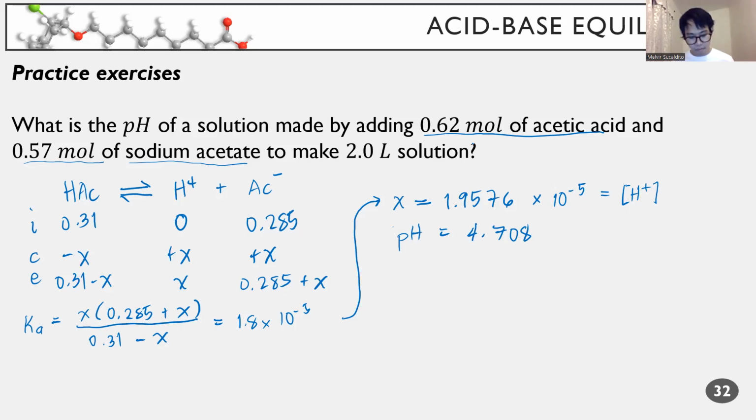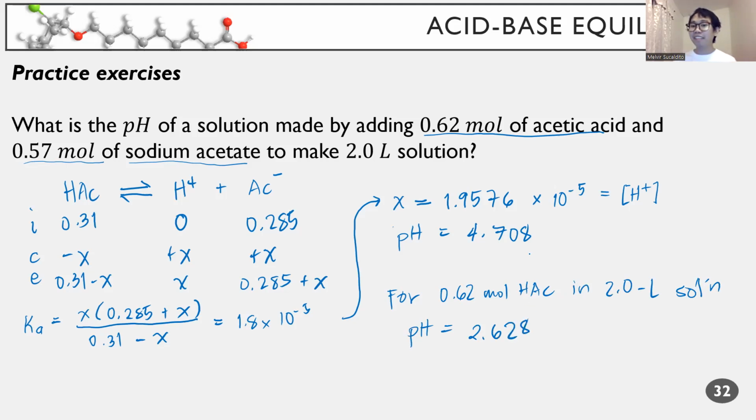Negative log, 2.628. It is a larger difference, right? Almost 100 times. With 0.62 mole of acetic acid in a 2-liter solution, the pH is equal to 2.628. Now imagine the difference in pH.